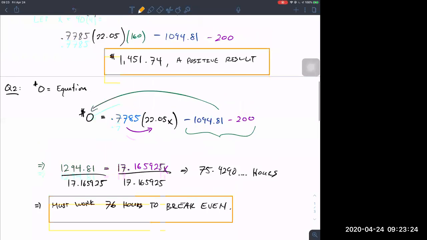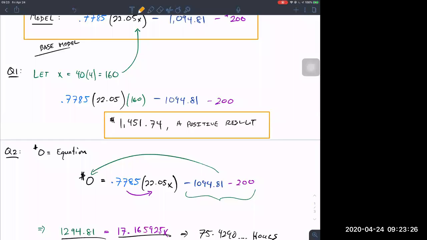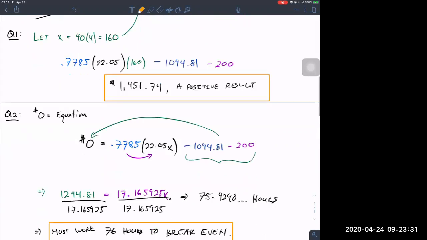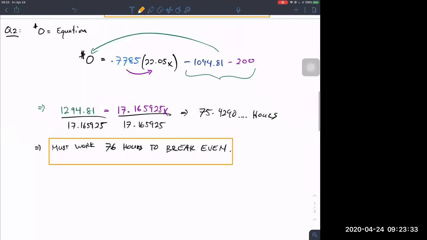And you can see the major difference, right? 160 hours for full-time, right? That's working your full 40 hours for the whole month, hypothetically. But then all of a sudden for this example, you found out that in a month, if you work 76 hours, you have enough for just the bare minimum.